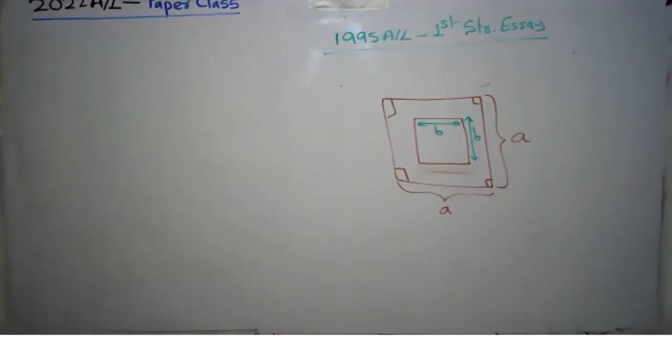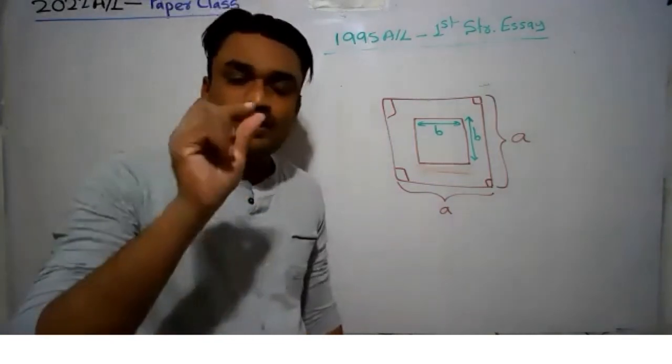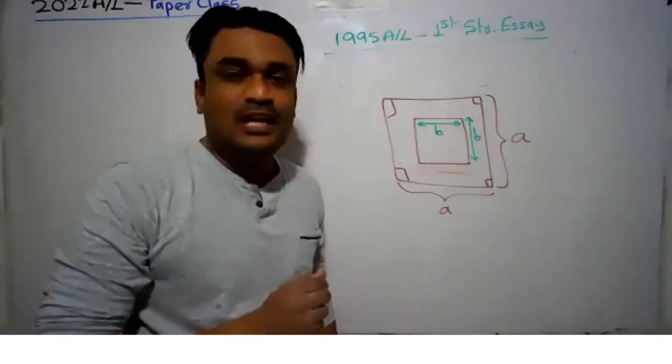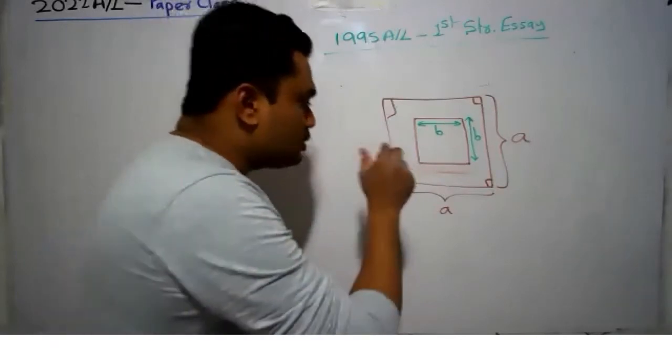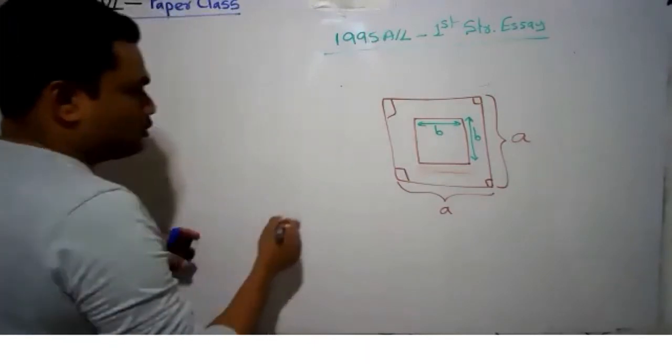The first question: what is the best laboratory instrument that can be used to measure T? T is the thickness. This thickness will be very small, so it may be 1 or 2 millimeters. The best instrument to measure such a small length is the micrometer screw gauge.